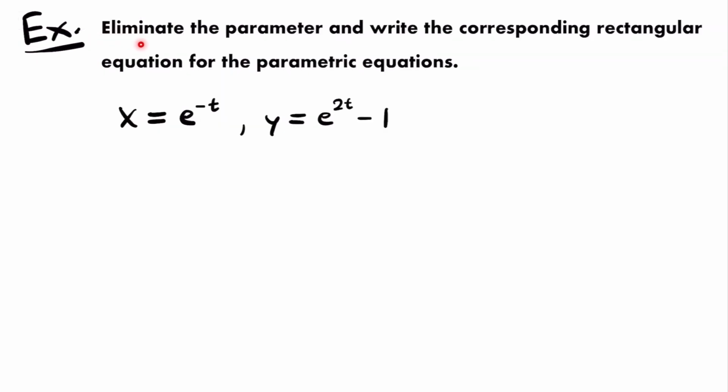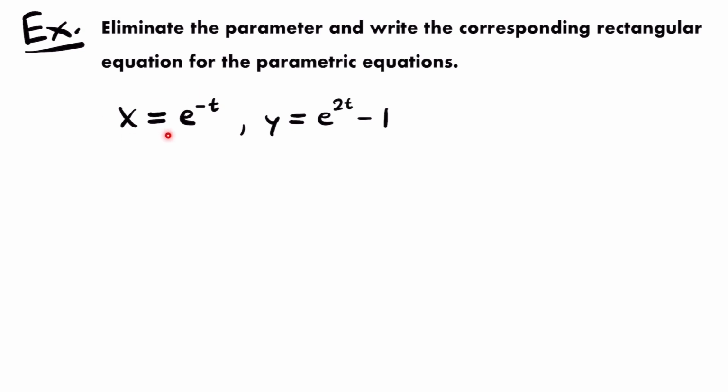All right, so here we want to eliminate the parameter and write the corresponding rectangular equation for the parametric equations. So here we have two parametric equations. We have x is equal to e to the power of negative t, and y is equal to e to the power of 2t minus 1. So what we want to do here is eliminate that parameter t by solving for t in one of the equations and then using that to plug into the other equation.